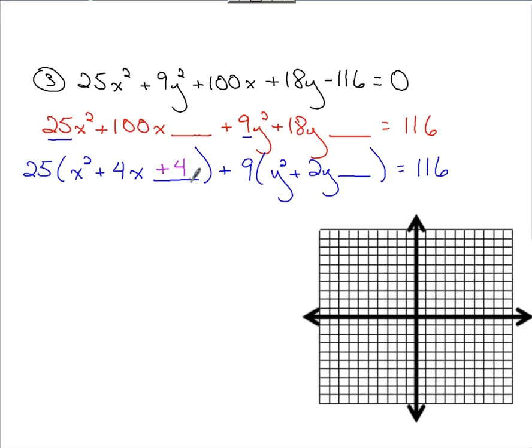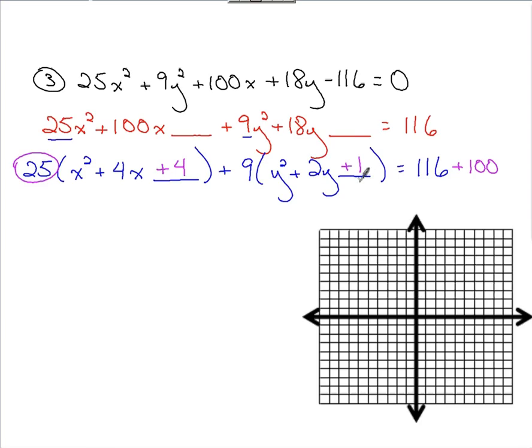Now, by adding on 4, remember with the circles how we had to balance out each side. I would have added on 4 over here. But this 25 does impact what you're doing with that 4. So what should I add on over here? 100, because that's 25 times 4. And then for this one here, with the y's, I'm going to divide by 2, 1, square that, still 1, add 1 on.